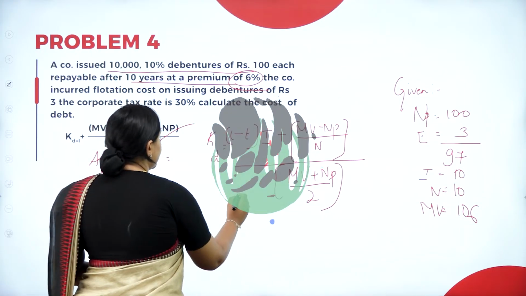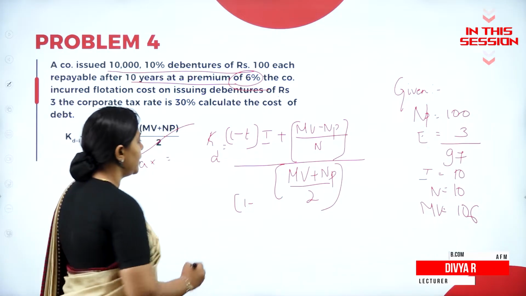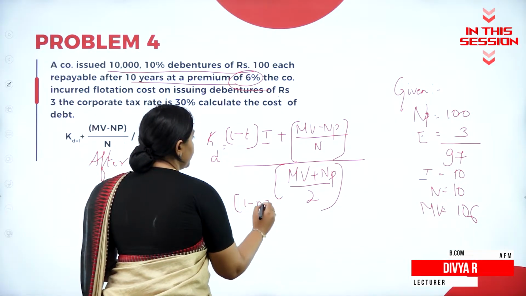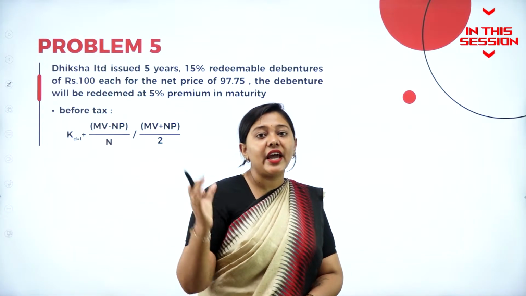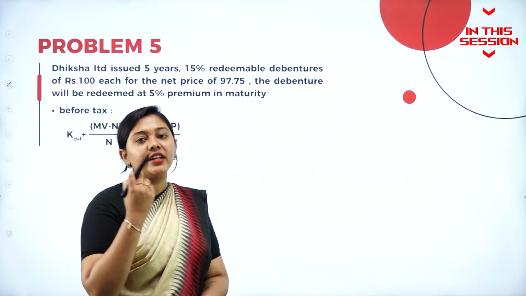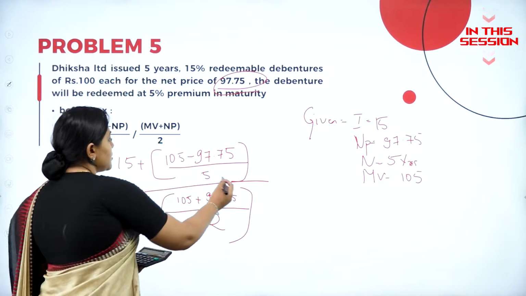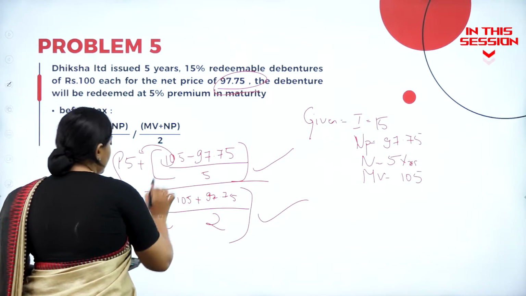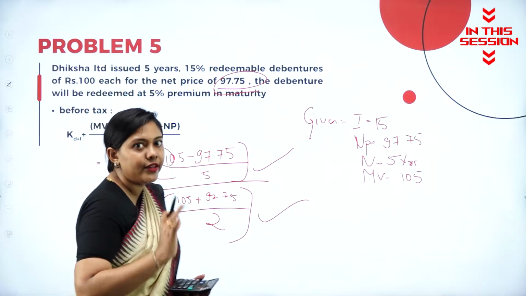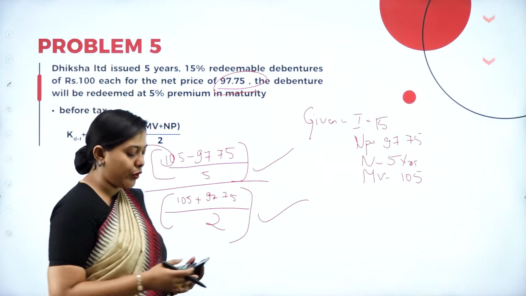So 1 minus tax rate. What is tax rate given in the question? 30%. So 0.3. Interest is how much? 10 rupees is the interest. Net price means issuing price they have only given. It means that they are issued at a discount. So we have solved the problems. So what is the first step, second step, third step and fourth step? So fourth step, and in your after tax problem 6 steps are to be followed.